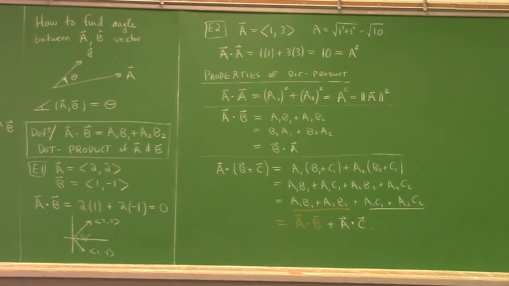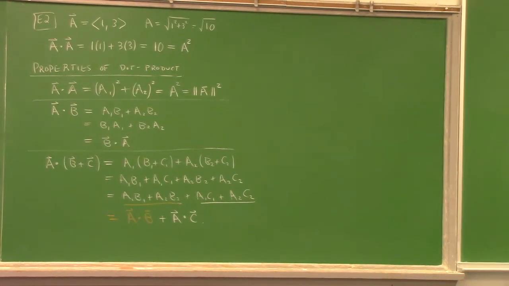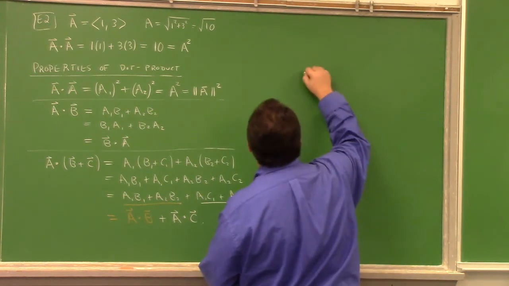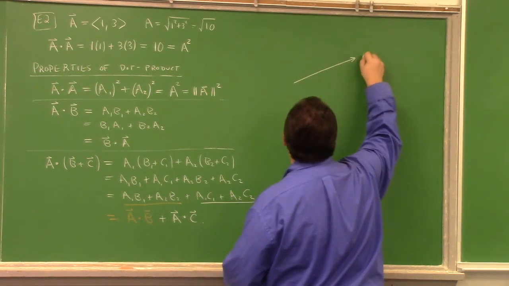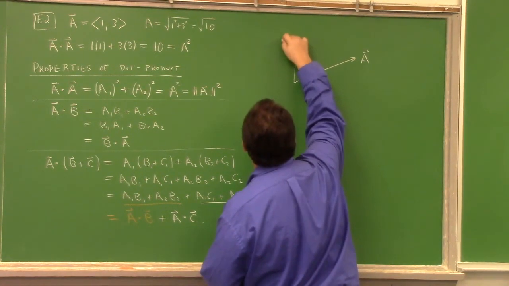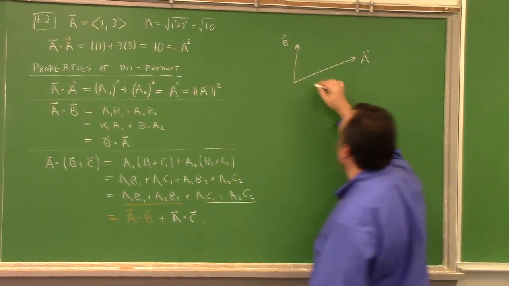We're going to need it to understand the relation of the dot product to angles. So let me show you. We're trying to understand, if this is A and this is B, we'd like to find the angle right here.